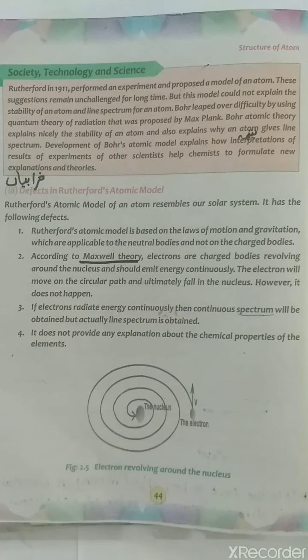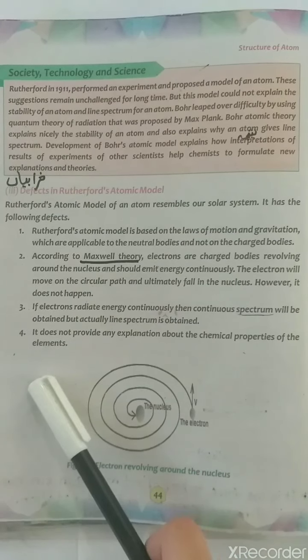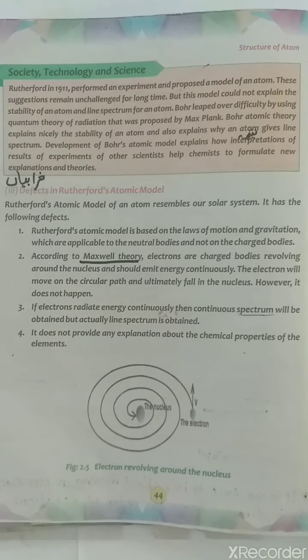Moving on to the next one, it does not provide any explanation about the chemical properties of the elements. Although Rutherford's atomic model explained the motion of electrons in the orbits or the energy levels, it didn't explain anything about the chemical properties, that is, how the atoms of the elements are combined together chemically. So these were some defects of Rutherford's atomic model, due to which this model was rejected.